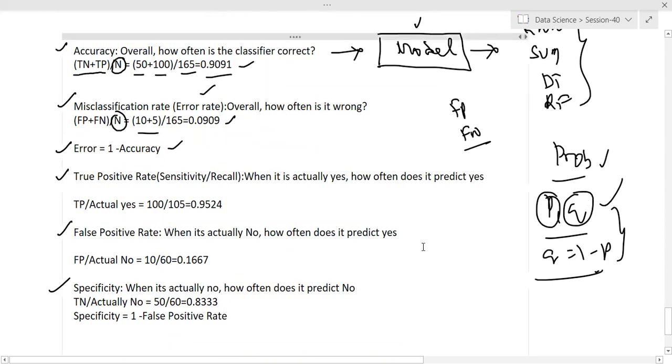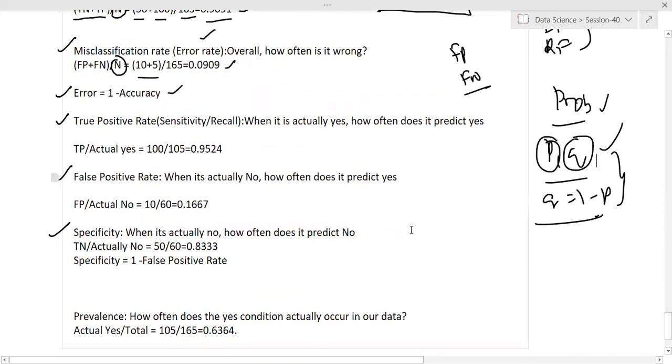One more thing, friends, the true positive rate. What do you mean by true positive rate? It is when it is actually yes, that means yes from the data, not from our algorithm. From the data, how many times we have yes, how often does our algorithm predict yes? Just to observe this, how can I refer to this in terms of y? In terms of y, if I want to compute this, is it y test or y predict?